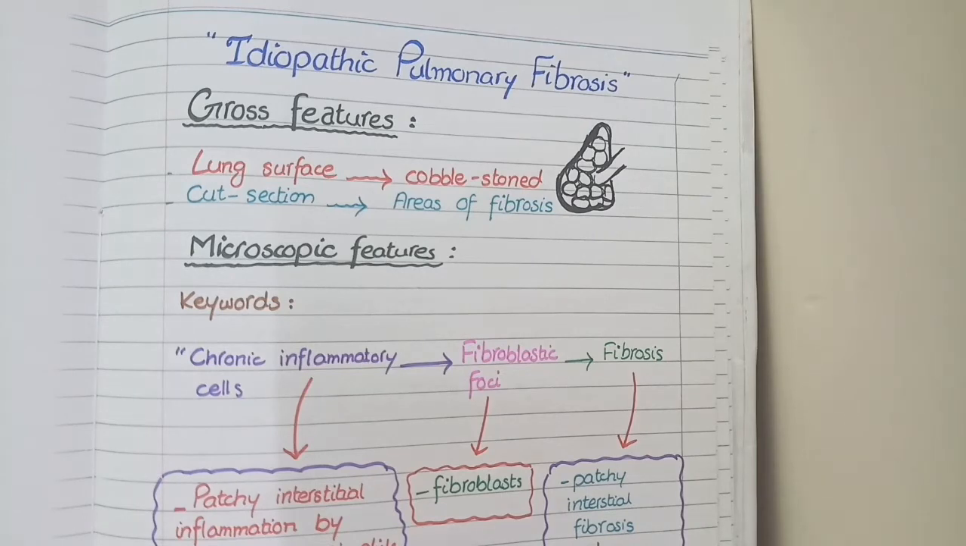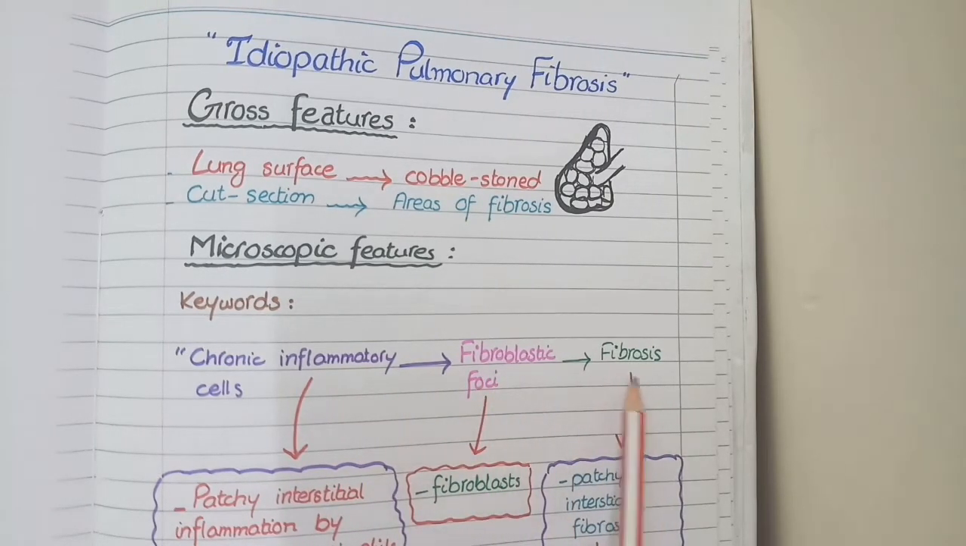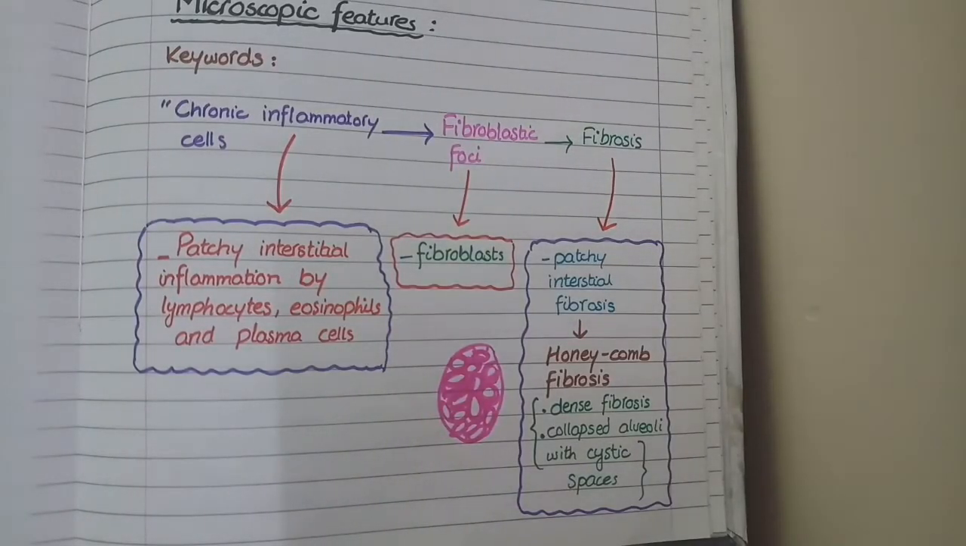Now for microscopic features, the keywords to remember are chronic inflammatory cells stimulate fibroblasts to cause fibrosis. You know that this is the pathophysiology of the disease. Now let's see how this translates into the microscopic picture. So the first keyword is chronic inflammatory cells.